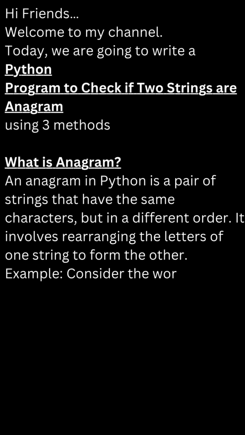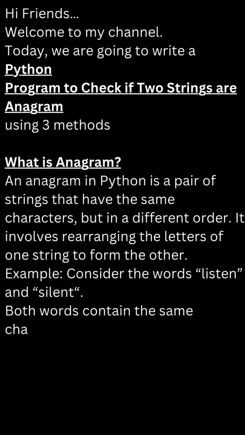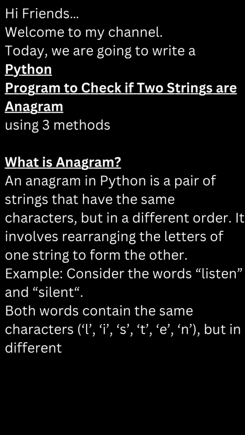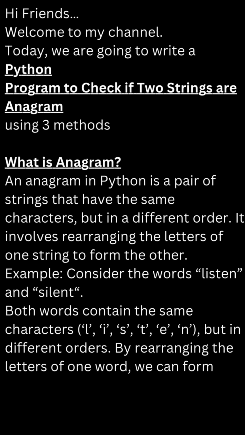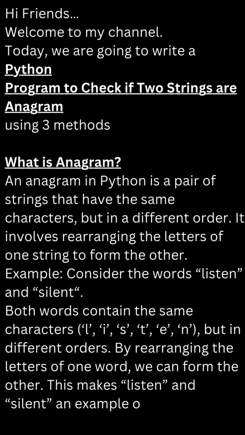Consider the words listen and silent. Both words contain the same characters, L-I-S-T-E-N, but in different orders. By rearranging the letters of one word, we can form the other. This makes listen and silent an example of an anagram pair. It also applies to numbers.